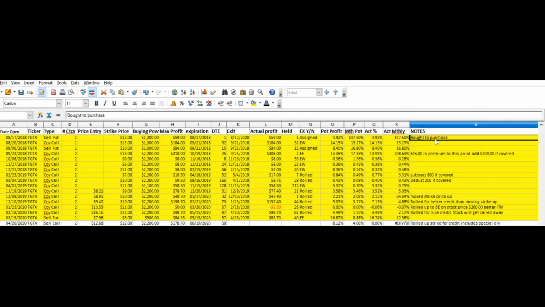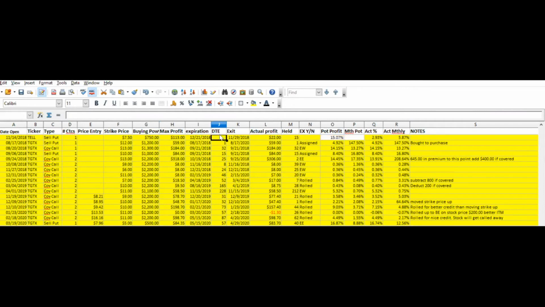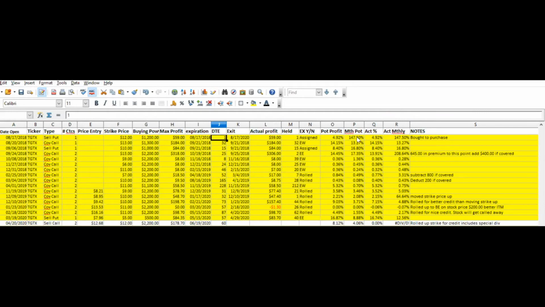So, it was looking really good. I can't remember if I had like a tip from some newsletter that this biotech was about to go crazy, or I really don't remember why I picked it, other than I know a $59 premium on a $1,200 stock for 1 day to expiration is pretty amazing. That was 147.5% monthly potential, which is what I got because I got assigned. And like I say, I made a note here that I bought to purchase it. So I bought the cash secured put the day of expiration or the day before. I don't know exactly, 8/17. It looks like I bought it the day of.